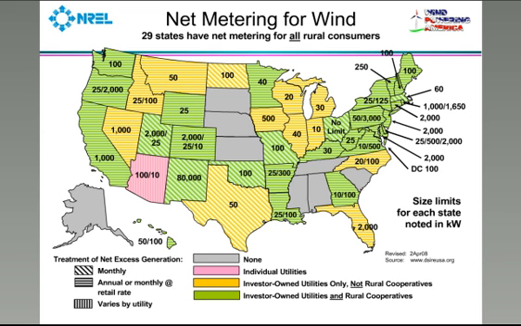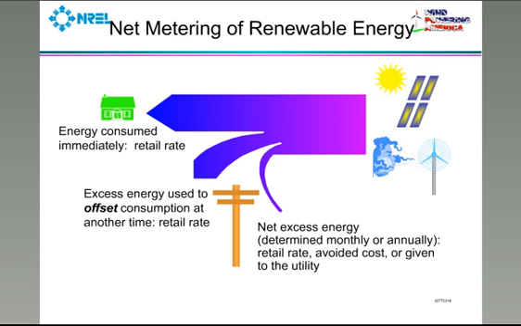Sometimes it's monthly. Sometimes it's annual. Annual is more useful to the wind turbine owner, although even monthly net metering is not to be sneered at. And just a lot of variation across the country. In a lot of states, only the investor-owned utilities have to offer net metering, but in a majority of the states, net metering applies statewide.